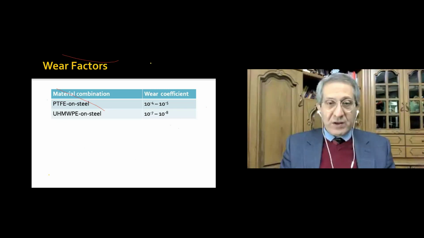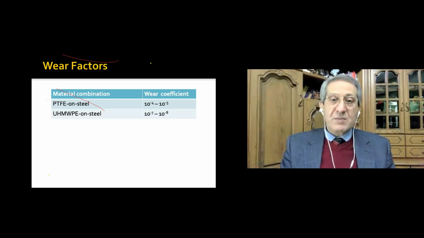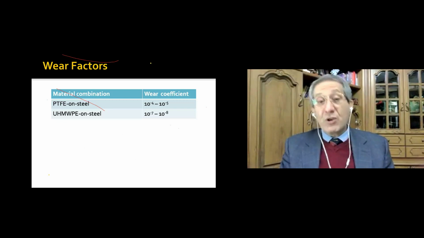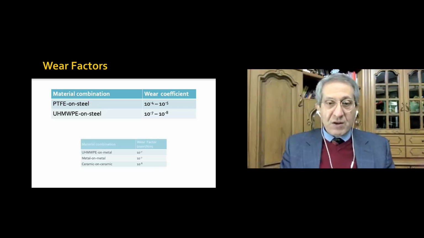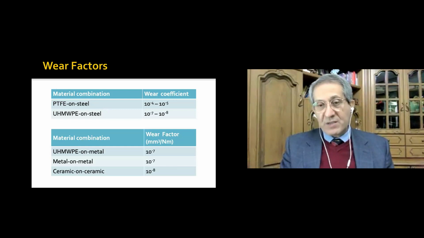This is where the disadvantage of Teflon becomes clear. Its wear coefficient is far below that of metal on polyethylene. This explains Charnley's decision to move from Teflon cups to polyethylene ones, which we nowadays use. Ceramic-on-ceramic articulations are by far the best ones at present in terms of wear factor.